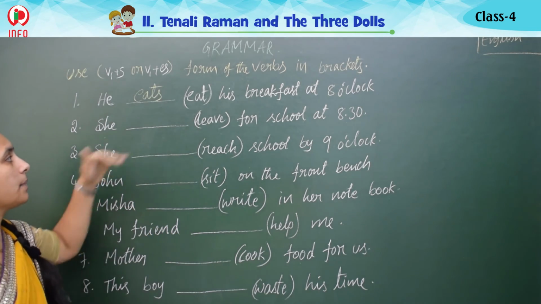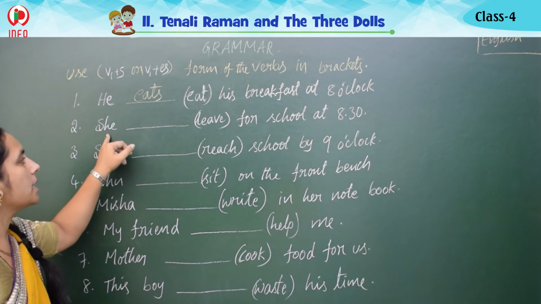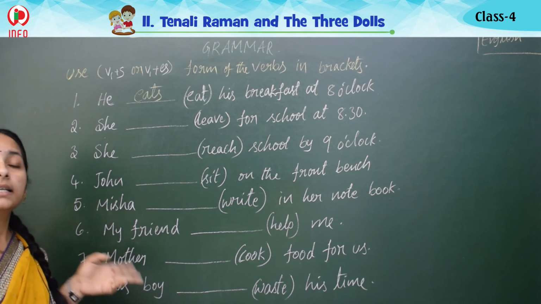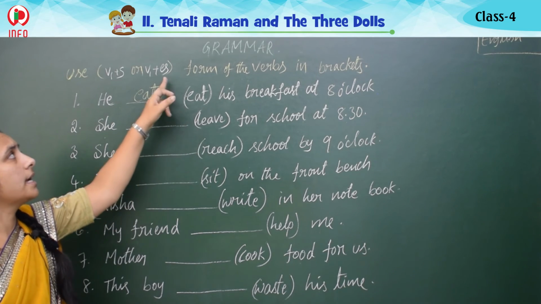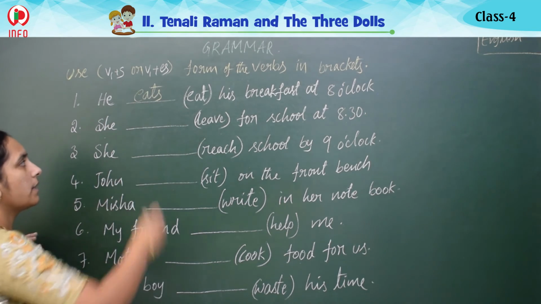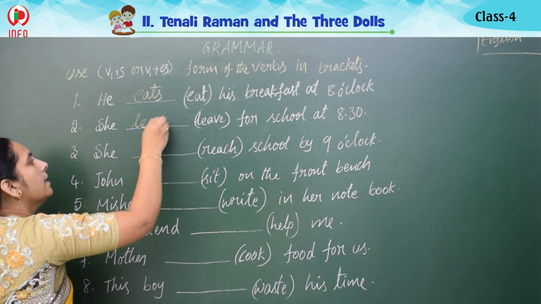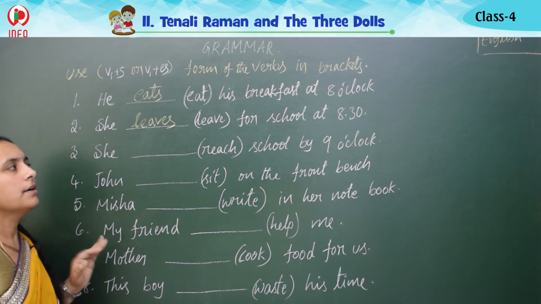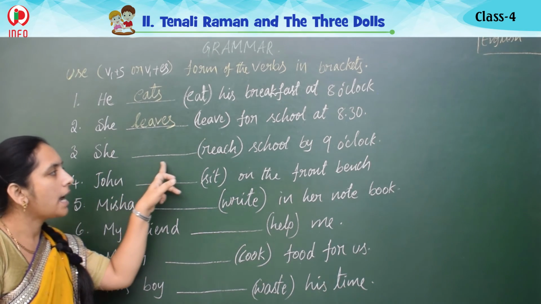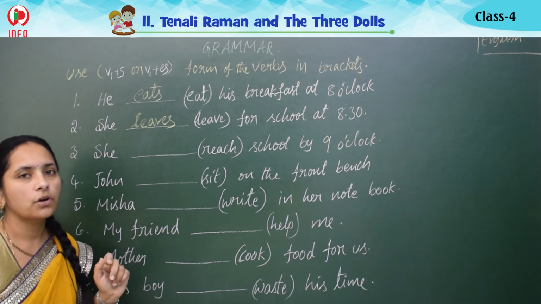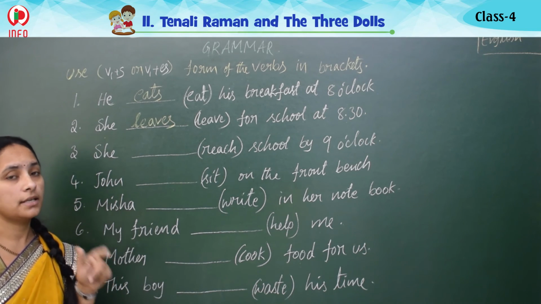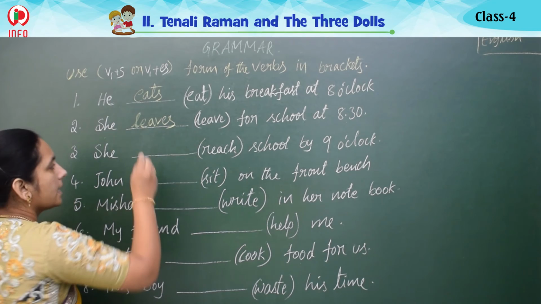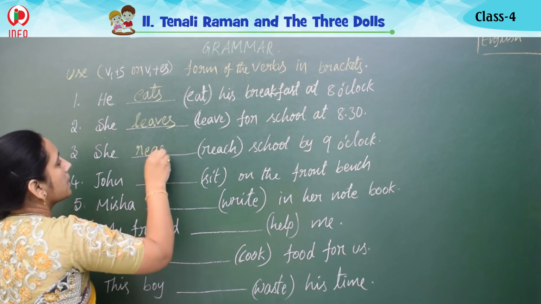Okay, same way, tell me the answers. All of you know, tell me the answers. She dash leave for school at 8:30. She, what do we get? Leaves. Already E is there, so then we should add S only. She leaves for school at 8:30. And next one, she dash reach school by 9 o'clock. What should we get? Reaches. What should we add to get reaches, S or ES? Very good, ES.